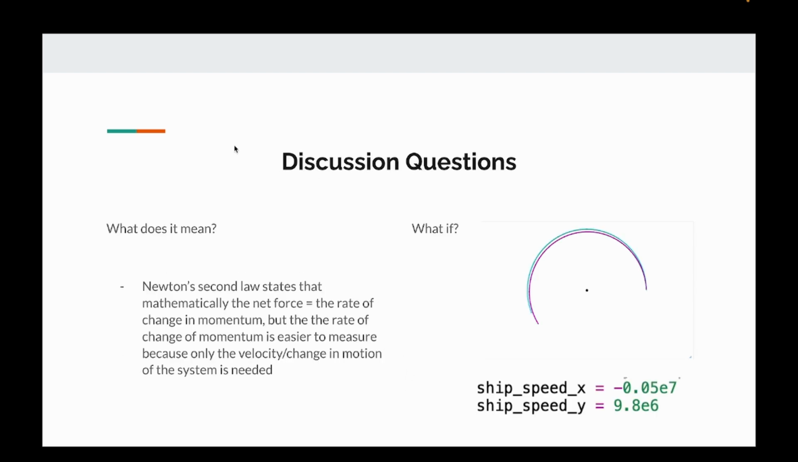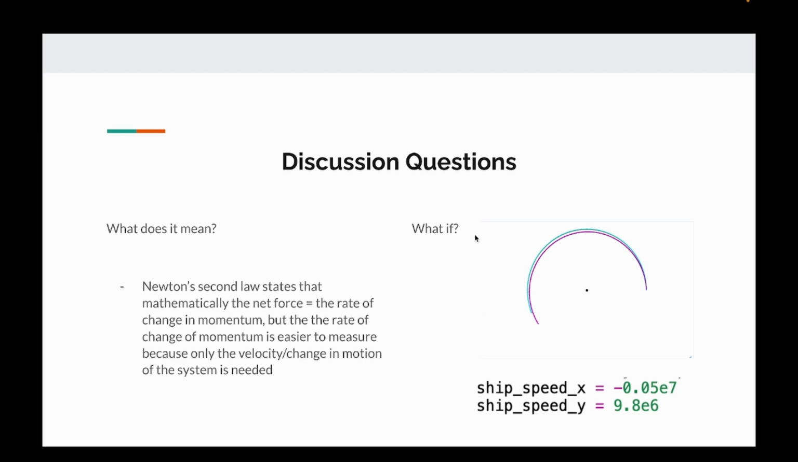So, some discussion questions. What does it mean? Newton's second law states that mathematically the net force is equal to the rate of change in momentum, but the rate of change of momentum is easier to measure because the only thing you need is the velocity and change in motion of the system.